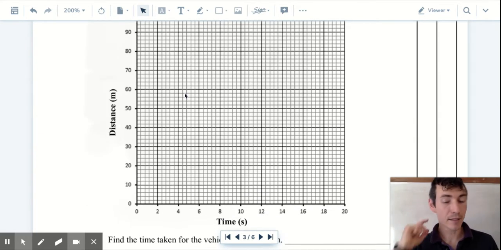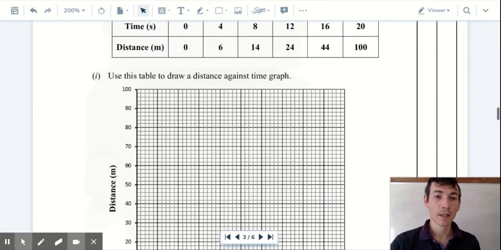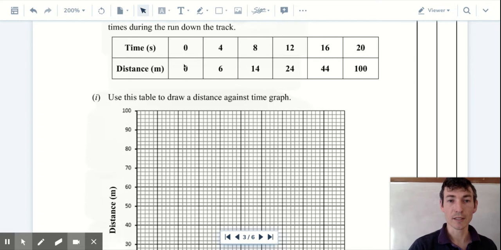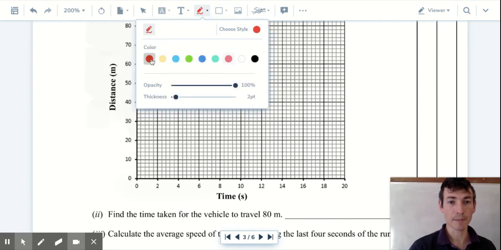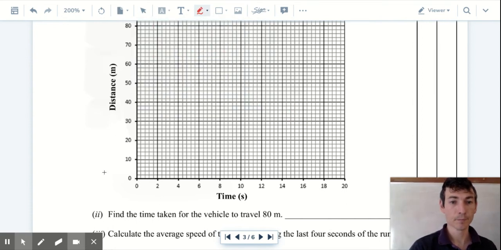Now they've made this somewhat easier on us. They have labeled our axes for us, time and distance, and they've given us our scale as well. Now, first point is 0 and 0. So there's 0 seconds and 0 distance. Okay, so I need my pen. We shall go for red. Okay, so that is our first point right there.